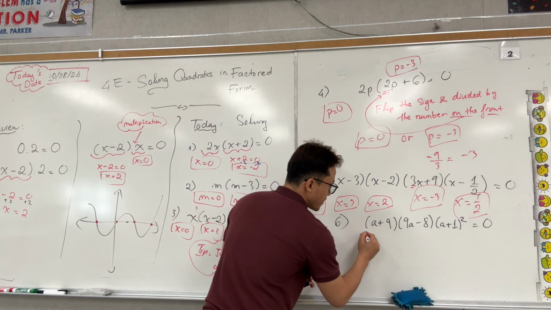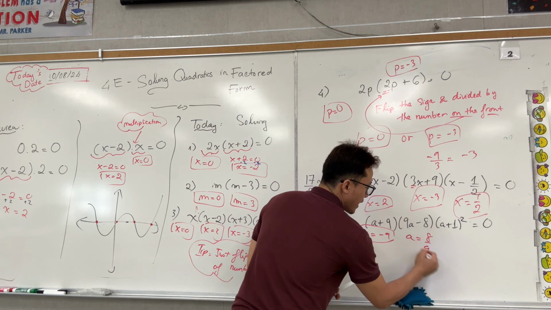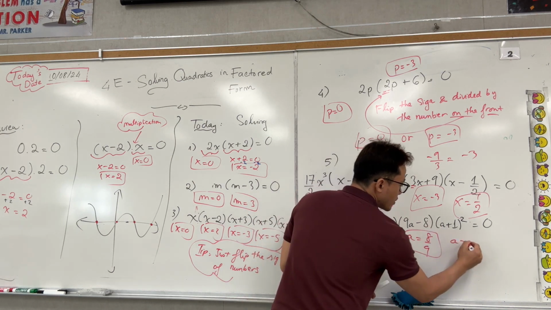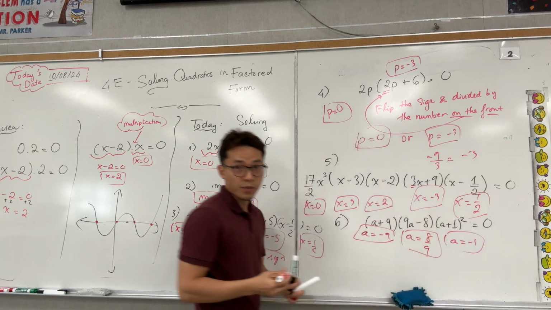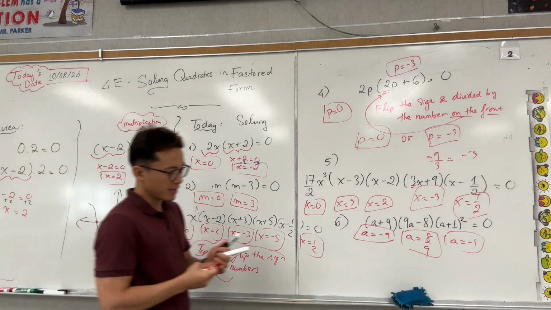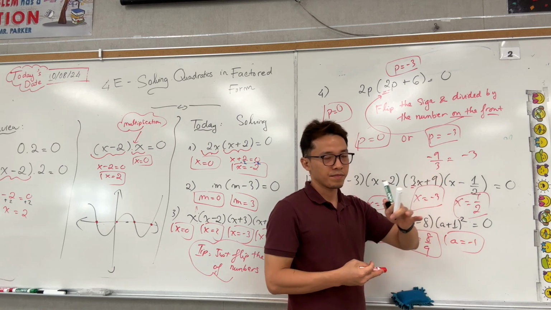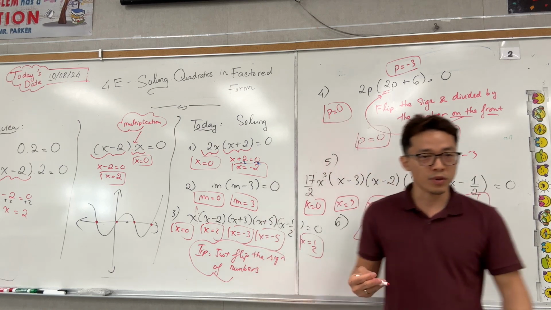A equal to -9. You got this one right. A equal to 8/9. You also got this one right. And A equal to -1. So you all got it right here. But the square actually makes a big difference. Okay? So I want you to write this. Every time you see the square or you see the even power, write this one for me.